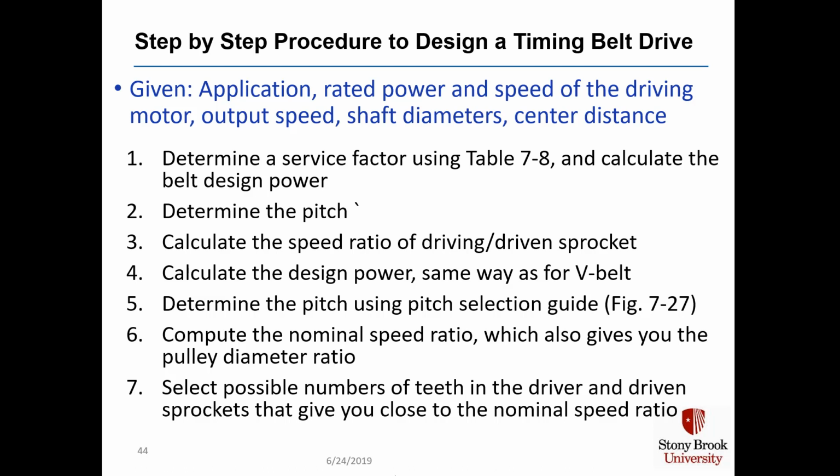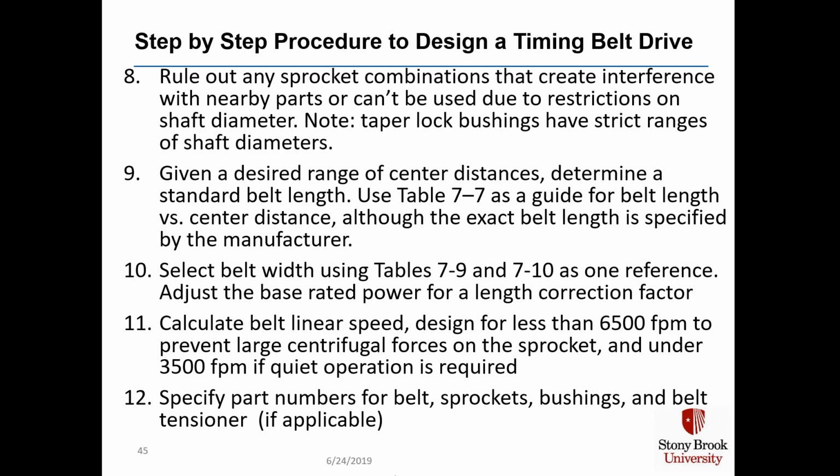We then determine the pitch using the pitch selection guide, figure 7-27. We compute the nominal speed ratio, which also gives you the pulley diameter ratio. You then select the possible numbers of teeth in the driver and driven sprockets that get you close to the nominal speed ratio. In step 8, we rule out any sprocket combinations that create interference with nearby parts or can't be used due to restrictions on the shaft diameter.